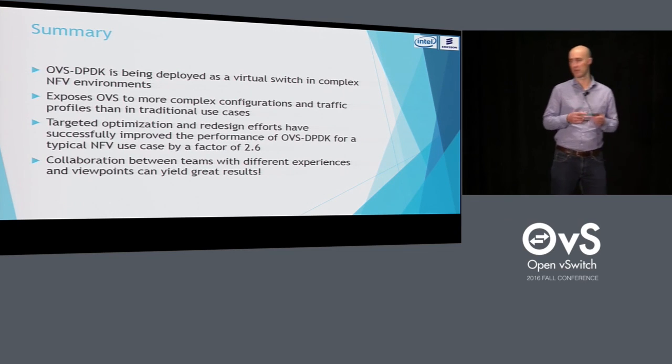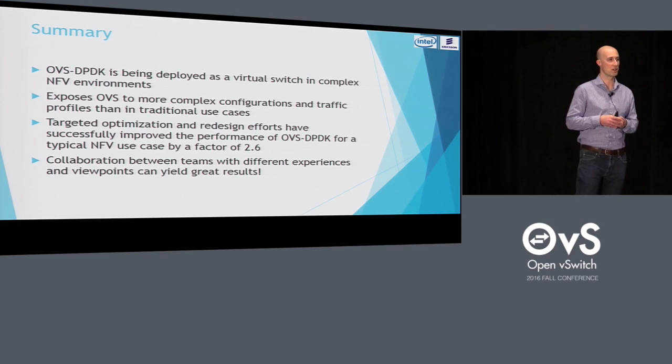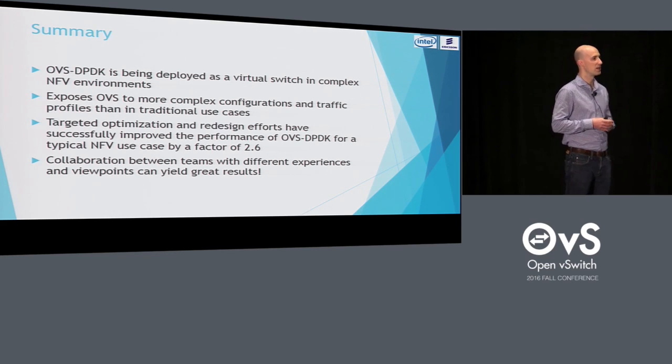So in summary, hopefully you've seen that OvS-DPDK is a suitable virtual switch for complex NFV pipelines. And even if it's not, I think with a little bit of effort, it can be optimized to fit into the performance requirements that you have. And in particular, I think collaboration with other members of the community really helps. We all bring something different to the community, and by working together, we can help improve the performance of the virtual switch.